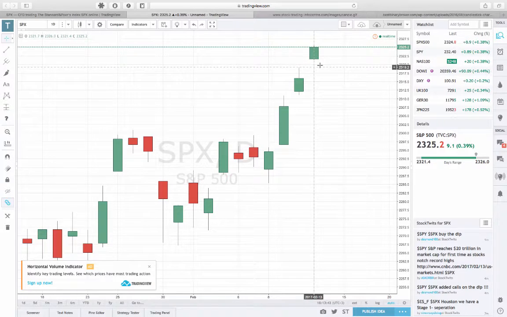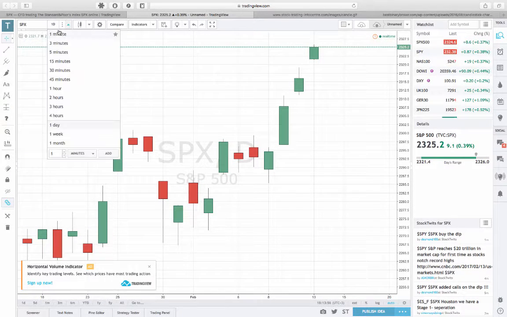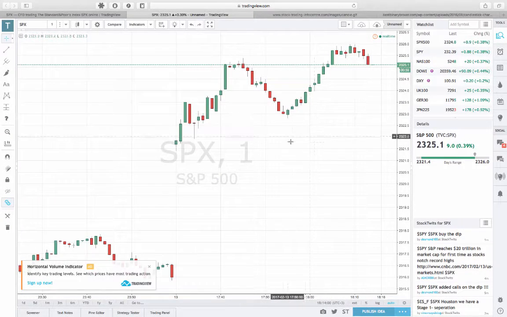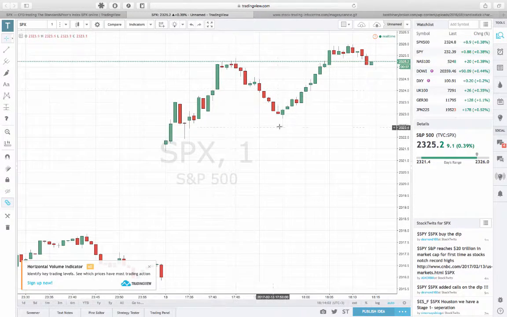And then today there was an open of 23.21, a high of 23.26, a low of 23.21, and a close of 23.25, which is where the market is at right now. If we zoom in very close on that 1 minute chart again, you can see all the detail that was contained in that one bar.